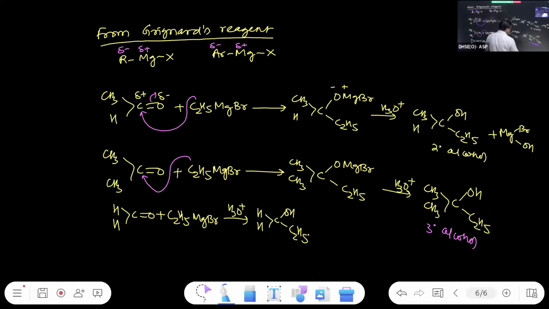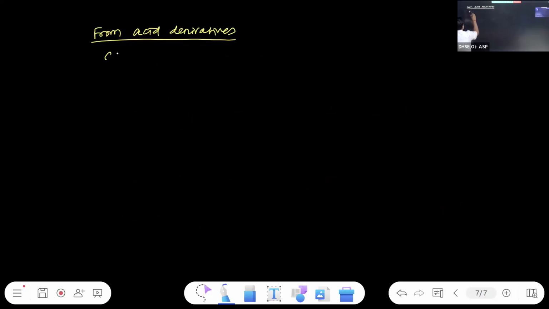Next is from the same Grignard reagent, from acid derivatives. In acid derivatives we can take either acid halide or anhydride to prepare alcohol.